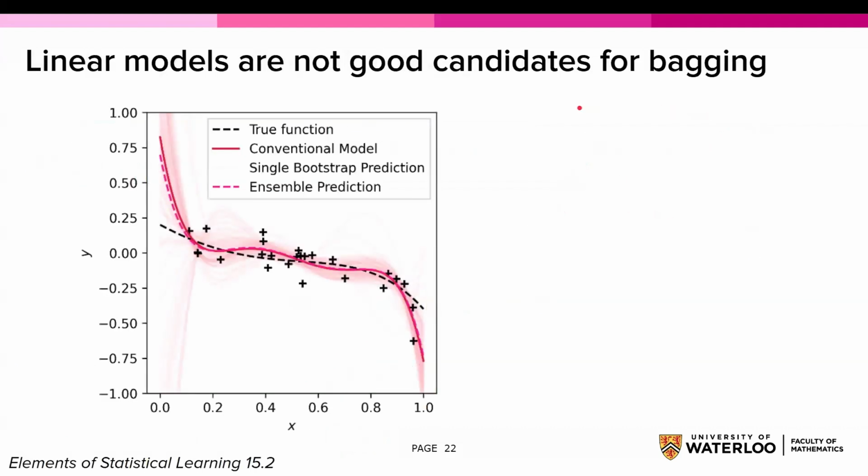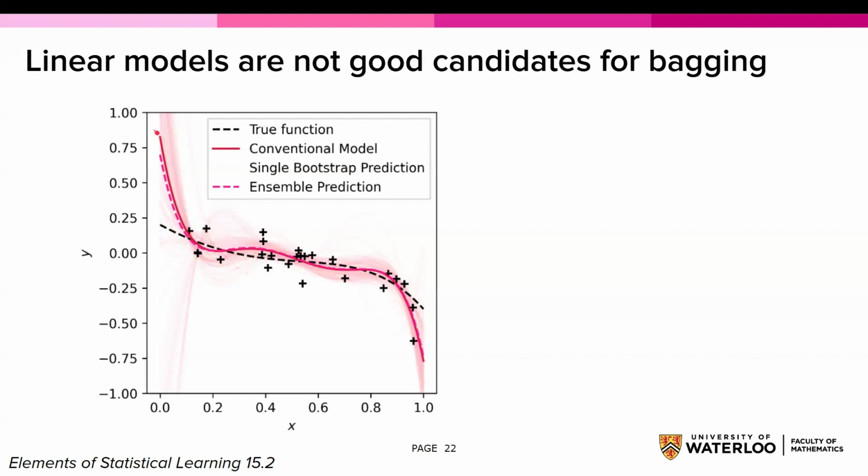I attempted to play around with this a little bit on my own. The ESL text claims that the error correlations for linear estimators are relatively high. And so if that's the case, then this would mean that such models are poor candidates for bagging. I explored this idea on my own empirically in this figure on the left. The dashed black curve depicts the true underlying function, which in this case was a fifth degree polynomial, from which I generated some noisy samples denoted by these black plus markers.